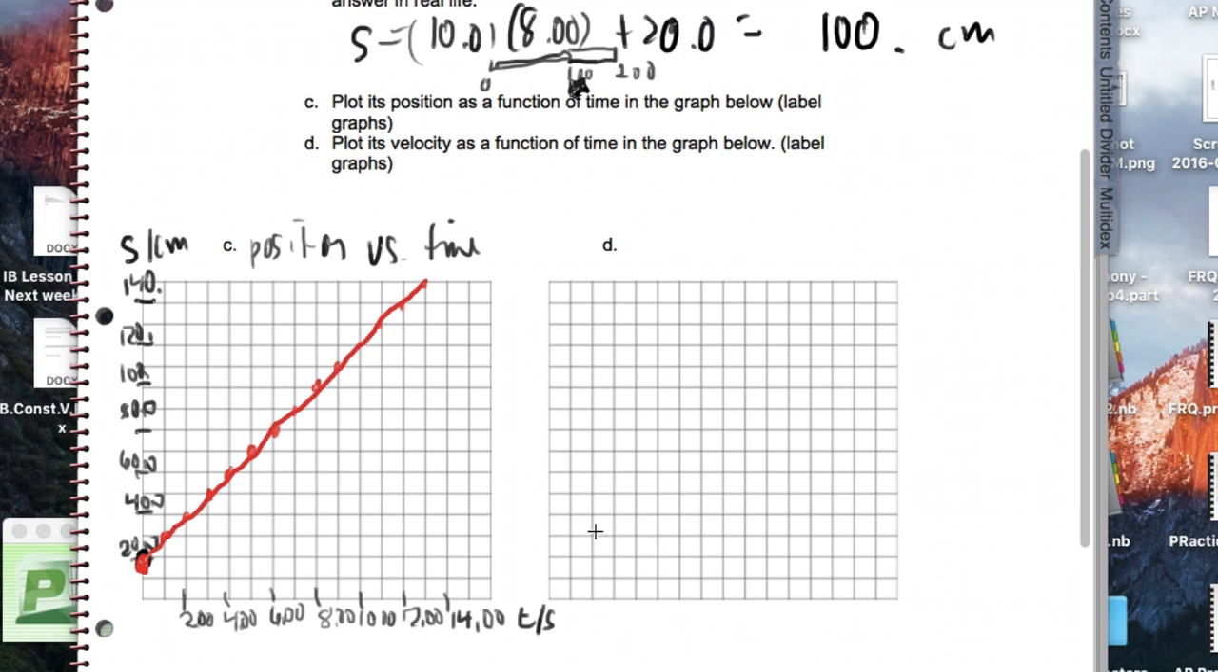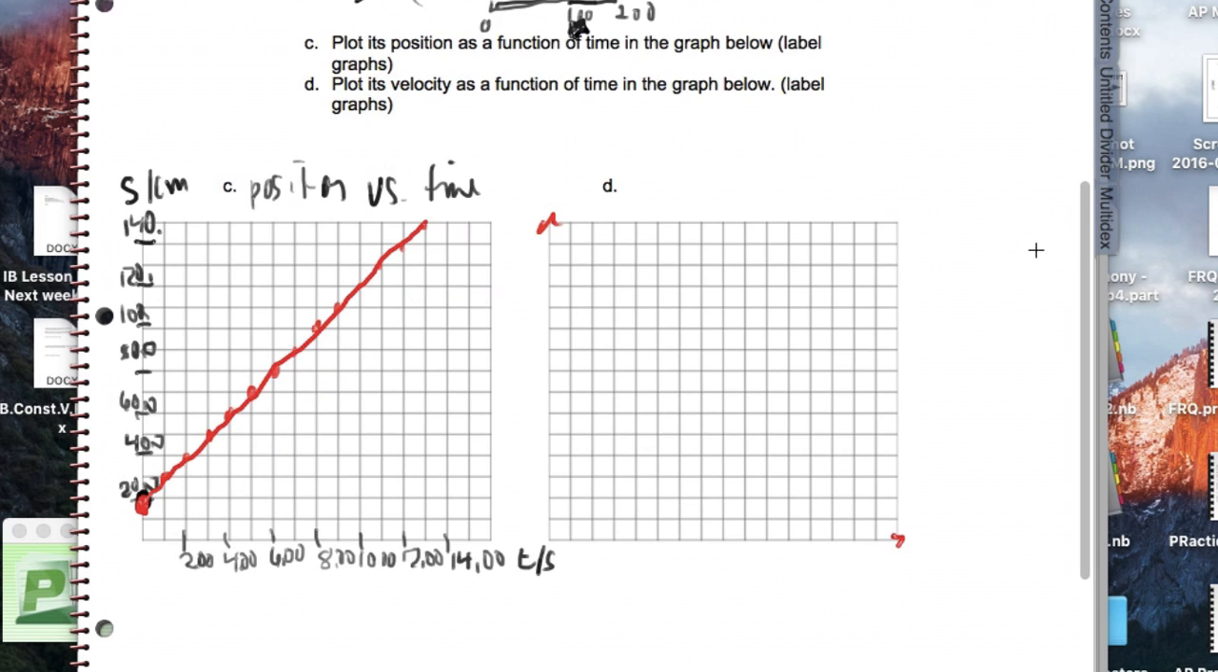Now, continuing with similar logic, let's do the velocity graph as a function of time. And here we need to have our labels. My velocity, my slope, is 10 centimeters a second, so I'm going to try to go up to maybe 10 on this graph. So I'll say 2.00, 4.00, 6.00, 8.00, 10.00. Sorry, my labeling's so bad. And then 12.00 here, 14.0.